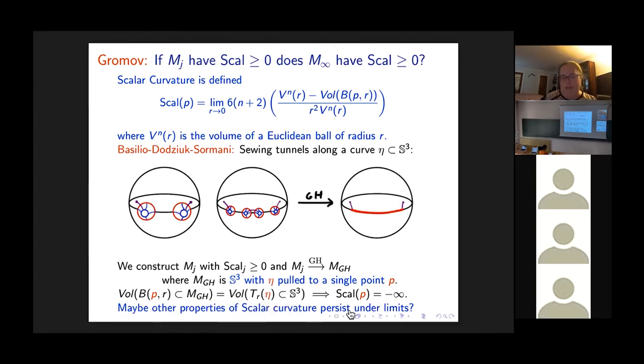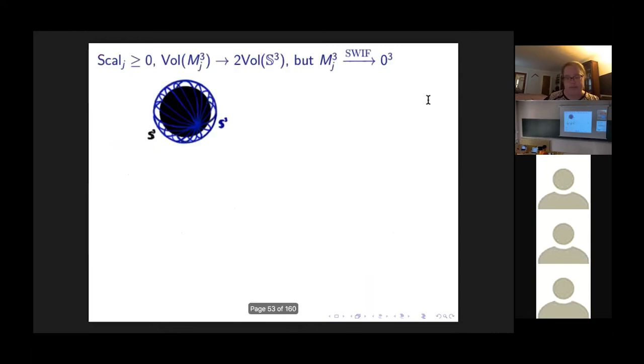But maybe some other properties of scalar curvature persist under these limits. And as Gromov responded to this example, he said that, well, in fact, this definition for scalar curvature has been completely useless and was never applied to get anything useful about scalar curvature. And that's basically true. Nobody ever used this definition to prove anything. So we should look at what other properties of scalar curvature there are that we could examine.